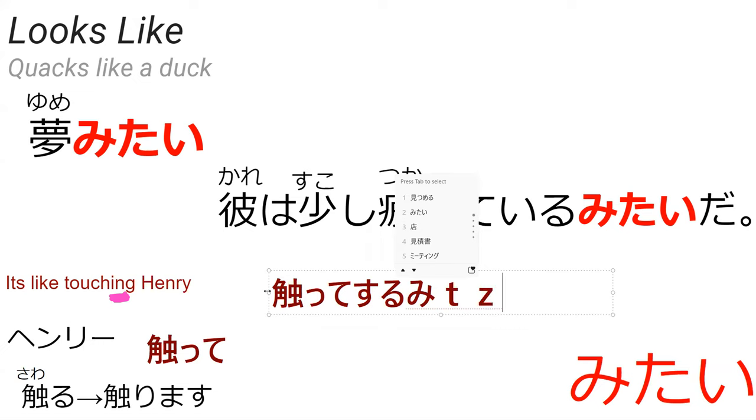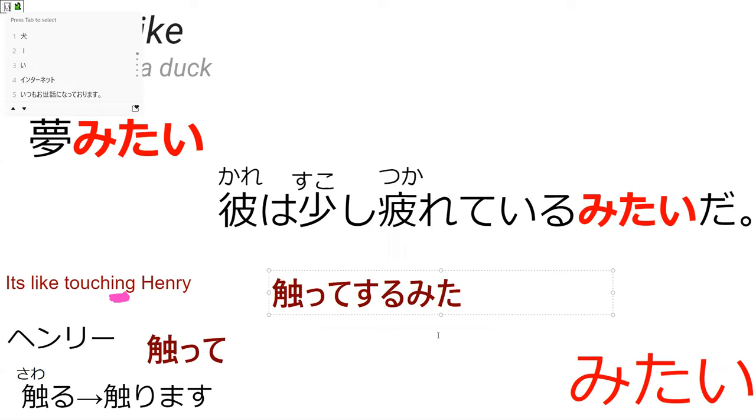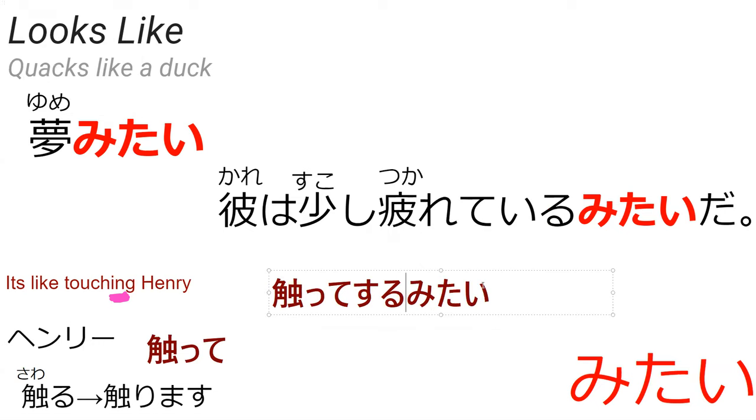Where would Henry go? Henry-san, no, that's not right. So before you do that, why do you have suru here? Suru means to do. It's not ing. Do you know what ing is in Japanese? We have a verb here that is tiring, tsukareru. It's the iru. Tsukarete iru would be ing. So, suwatte iru mitai. So that is like touching.